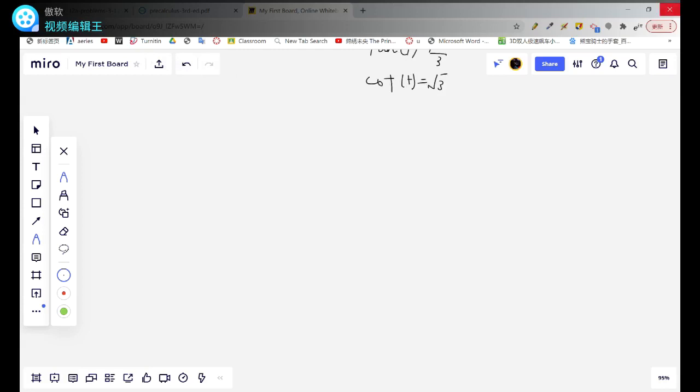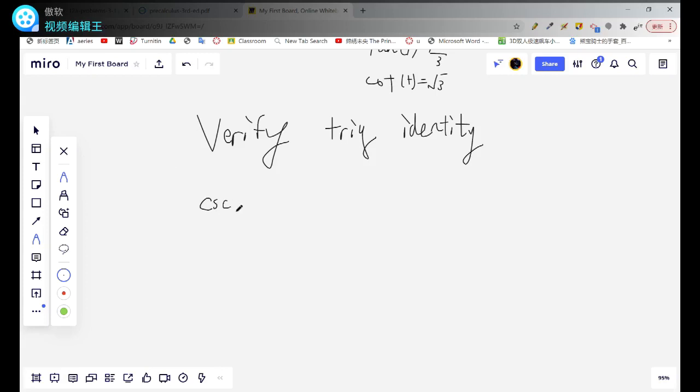So now we'll get deeper into proof stuff. This is basically just verifying trig identities. Let's look at a challenging problem. Let's say cosecant theta over 1 plus cotangent squared theta is equal to sine theta.